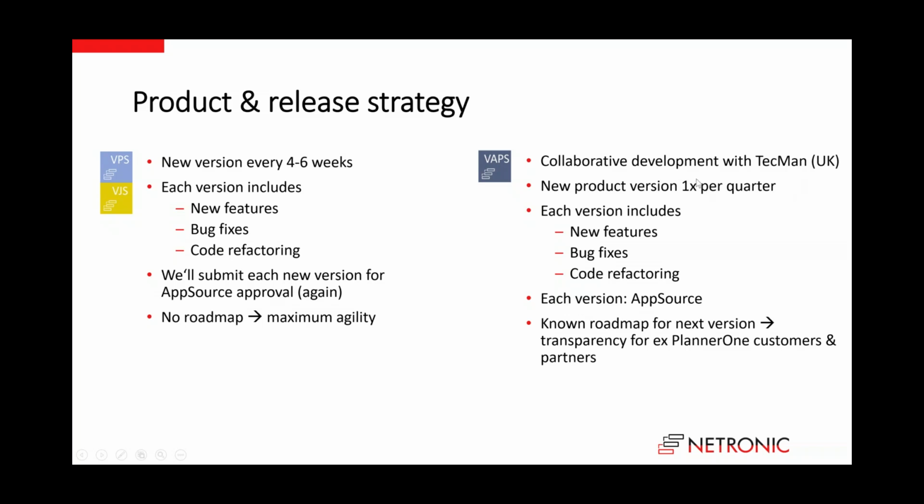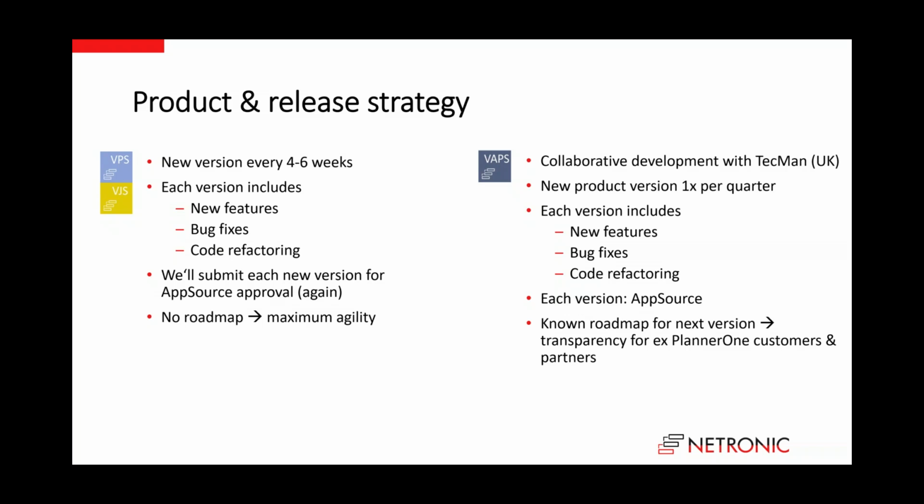And as this is a collaborative development, we didn't want to go for those short cycles, but we say, okay, we come up with a new product version once a quarter. And again, the rest is the same principle. So every quarter, new features, fix bugs, a little bit of code cleanup, and with each version that we do, we go to Microsoft for AppSource, and we need to do it with the first version, which happens in this calendar quarter. Here we also can share a little bit of ideas about things that come next.